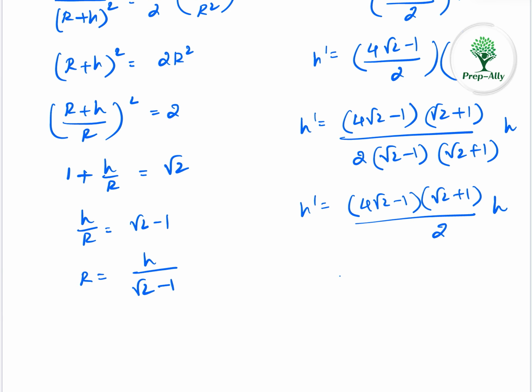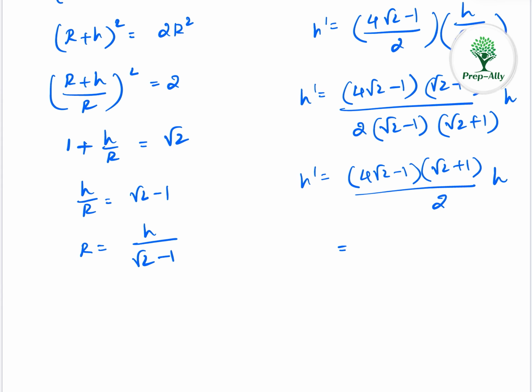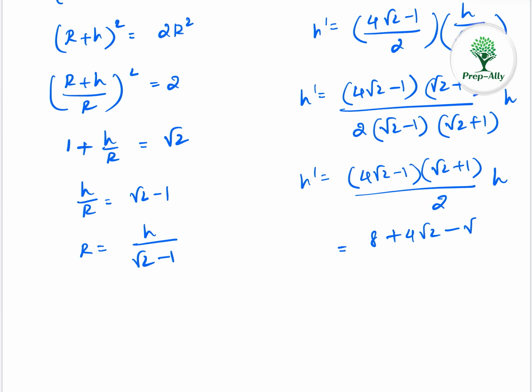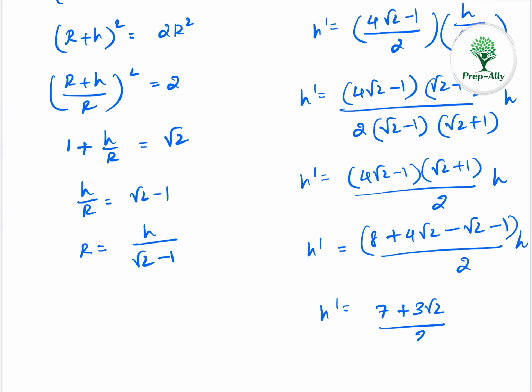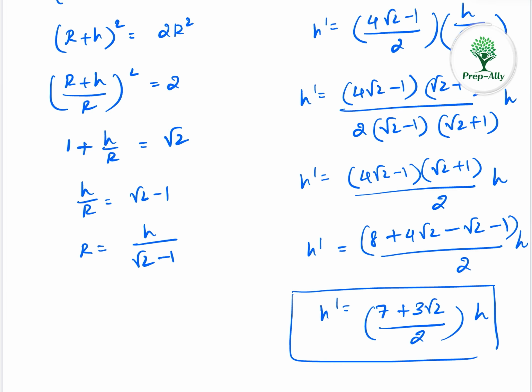Now we have to expand these two brackets. So 4 root 2 into root 2 is 4 into 2, 8. 4 root 2 into 1, 4 root 2. Minus 1 into root 2, minus root 2. Minus 1 plus 1, minus 1. Whole thing by 2 into h. So if we calculate this, that becomes 8 minus 1, 7 plus 3 root 2 by 2 into h. And that is our answer.